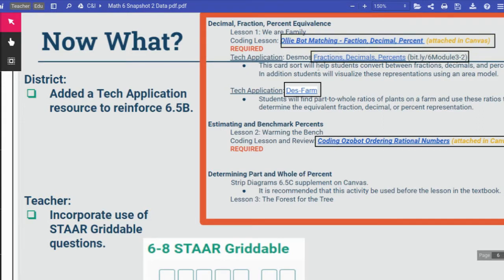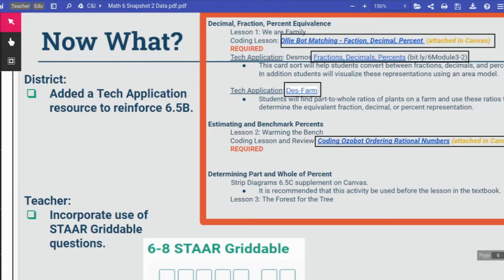We also, before adding this Desmos activity, there are things on there already, and this is in unit 2. Okay, in unit 2, we have some coding lessons here for you, some matching activities there for you, another Desmos activity, and also coding with Ozobot as well. So please explore multiple resources available for you in addition to the one added most recently to help your students reinforce their learning for 6.5B.